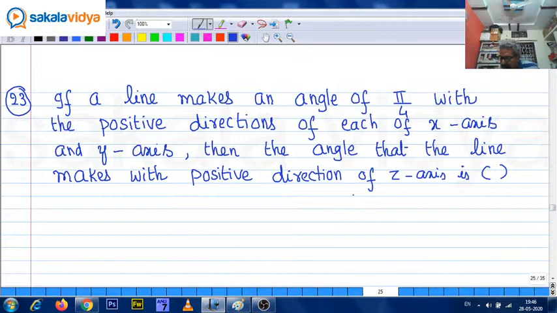Okay. Right now, first option is pi by 2. Second option pi by 6. Third option is pi by 3. Fourth option pi by 4.